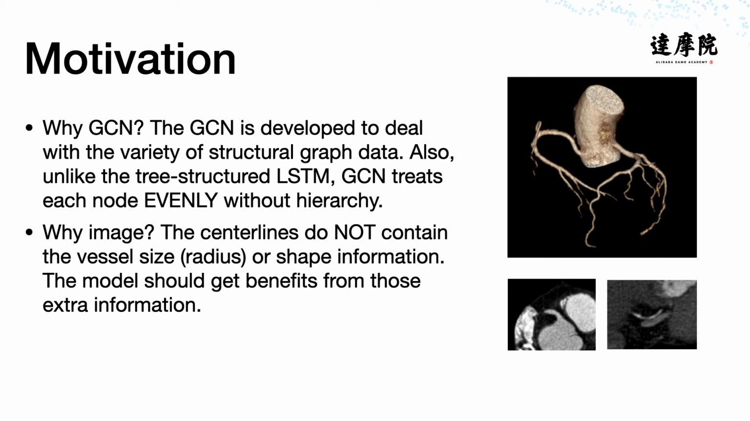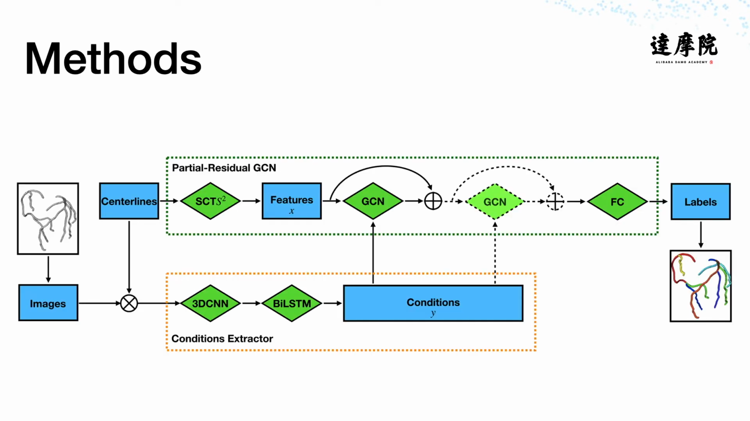Another key part of our method is that we introduce the information of the CCTA images, while most other labeling methods work only on the centerline positions. The size and the background of the branches should all contain information for labeling the branches. So we introduced the conditional partial-residual graph convolution network, which takes both centerline positions and the image information into consideration. To leverage the importance difference, we introduced the partial-residual connection.